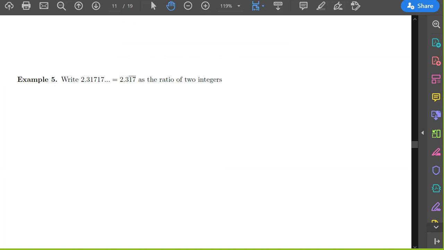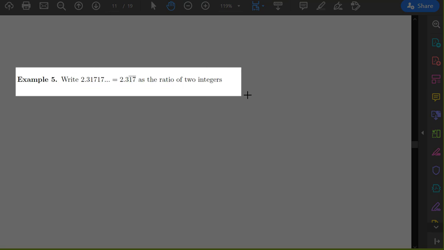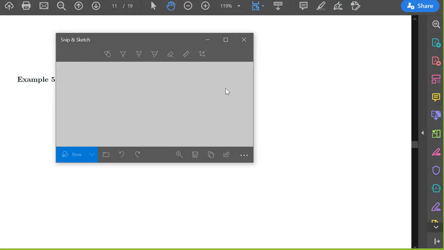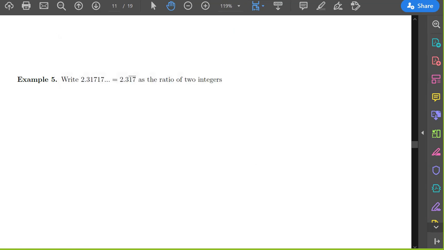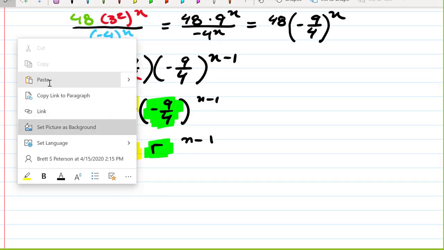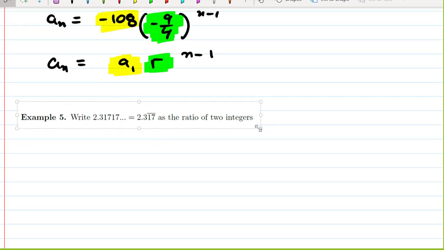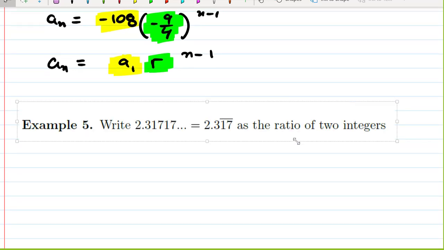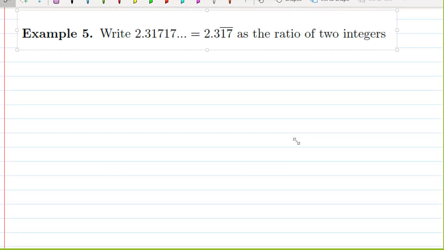So our next example is we wish to write the following repeating decimal as the ratio of two integers. So in this we have 2.3 and then 17171717 repeating. So we can break it up into its repeating and its non-repeating part.